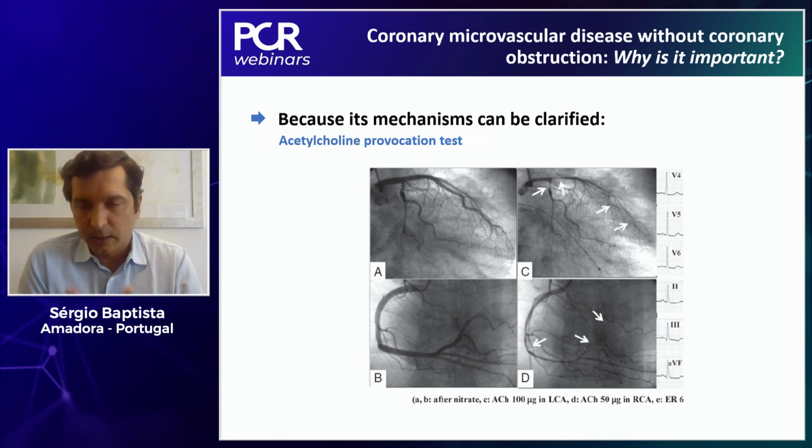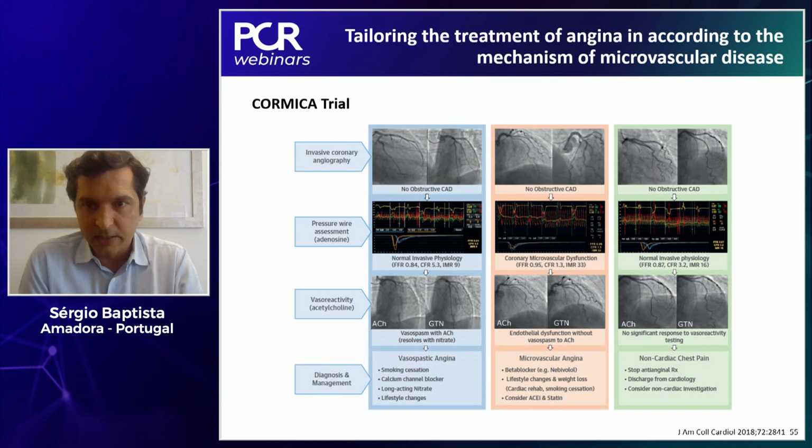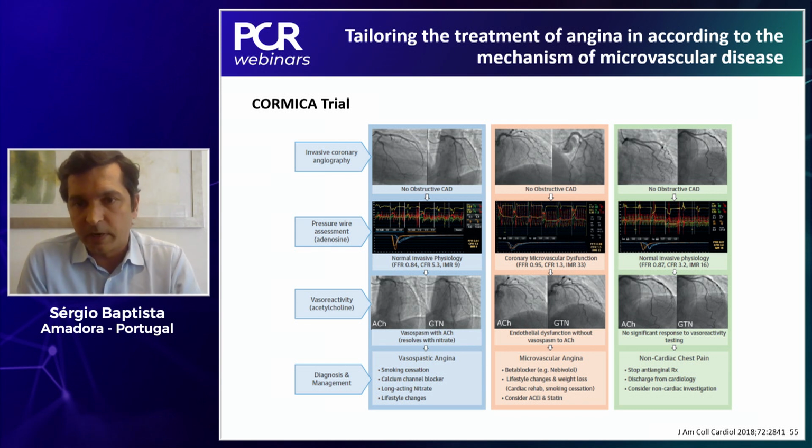see if there is a vasospasm. As you can see in this slide, on the upper part, spasm of the left coronary artery, and down you can see a spasm of the right coronary artery. And this is important because using these three tools, you can define different groups of patients with different etiologies for their symptoms. So you can have either patients with vasospastic angina or patients with microvascular angina.